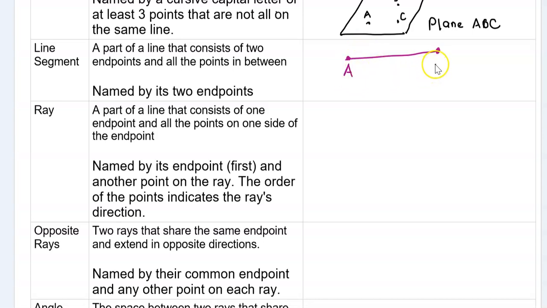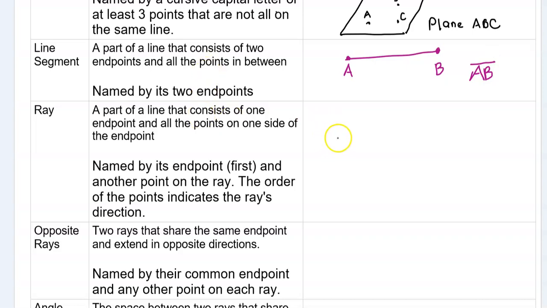And if I name those points A and B, then my line segment would be AB with a segment symbol on top. You notice there are no arrows because this is not going on infinitely in both directions. Now line segments are different because you have to name them by the endpoints. You can't name them by points in the middle, or else you're talking about that shorter segment.